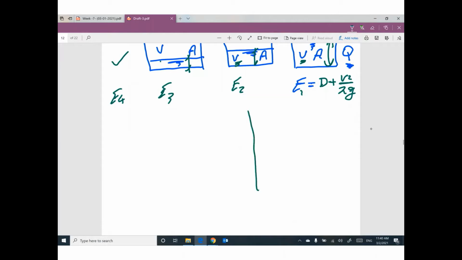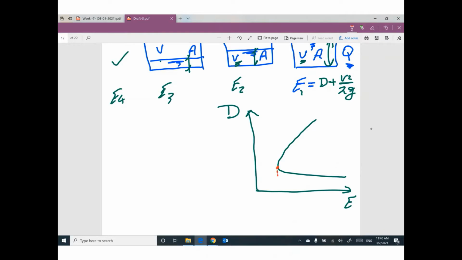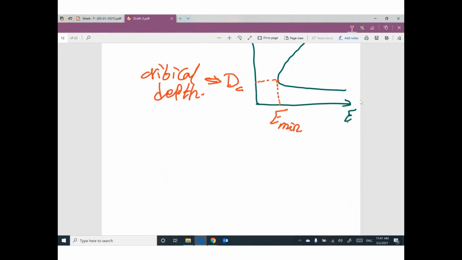So we have E1, E2, E3, E4 for different cases. If you set up a relationship between the specific energy and the water depth in the channel, your relationship looks like this. From this curve, this point gives you the minimum value for E. At the minimum specific energy, we have D critical, which is called critical depth. This critical depth is very important.